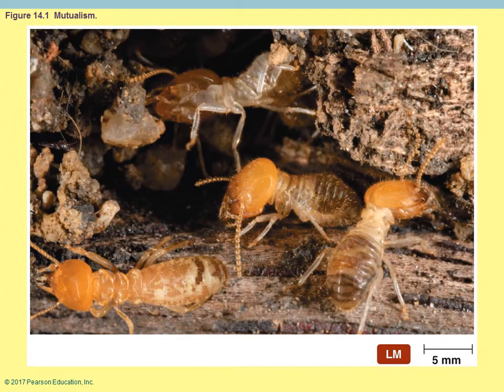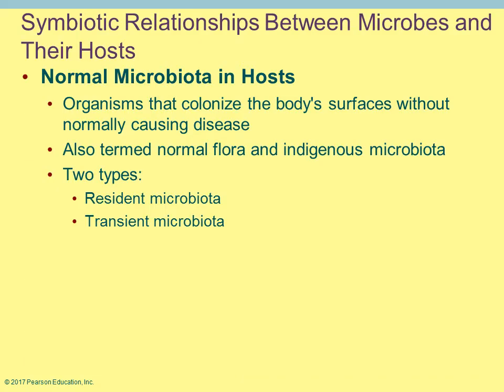And this slide is just showing an example of termites. There are actually bacteria that do grow in a symbiotic relationship with the termites. They grow in their stomach and intestines and help them to break down the wood and the fiber that they ingest.